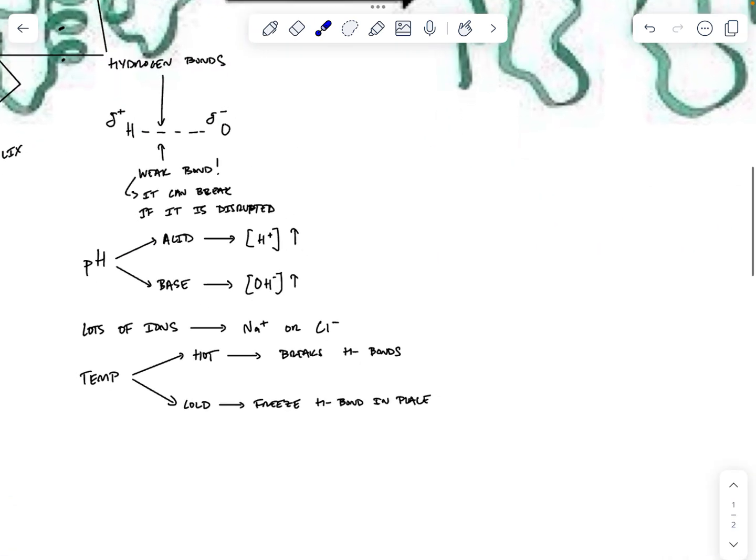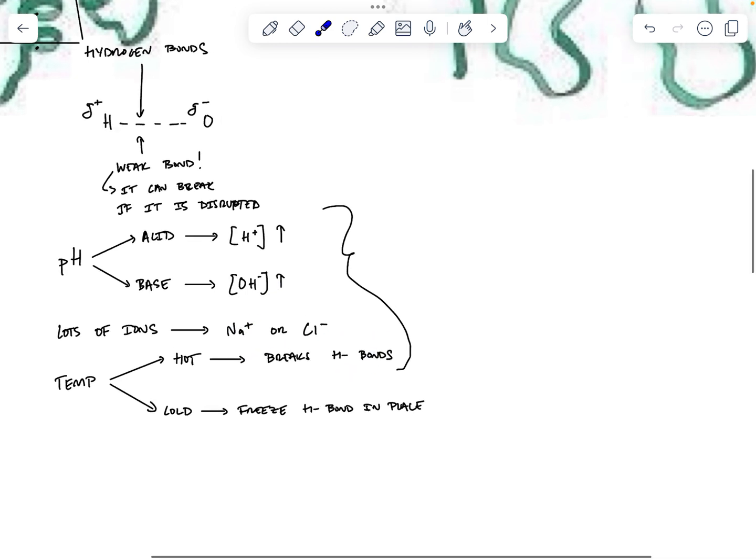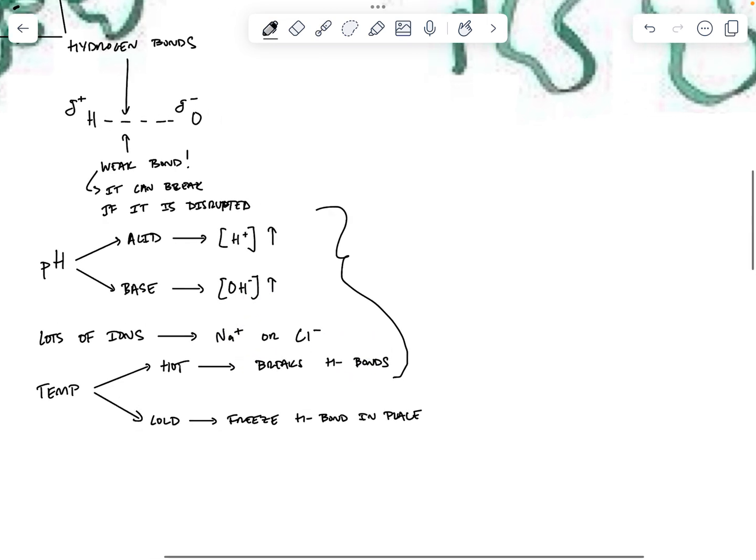Okay, but these three other situations, when a protein is in an acid, when it's in a base, when it's in a solution with a bunch of ions, or when it's too hot and H bonds are broken or disrupted, this is what we call protein denaturation or proteins denature.